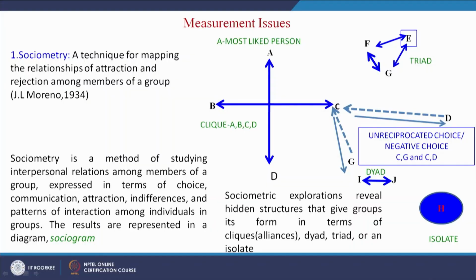In day-to-day life, it is not very easy to understand, but if you bring those relationships through mapping, then definitely we can identify the structure, the social structure of the group, the hidden structures, that from where and how some conflicts are evolving within the group and how they can be resolved. So, we can say that sociometry is a method of studying interpersonal relations among members of the group, expressed in terms of choice, communication, attraction, indifferences and patterns of interaction among individuals in the group. And the result of this pattern can be represented in the form of a sociogram. It is a diagrammatic representation of a social relationship on paper. That is the most practical approach to understand human relationships.